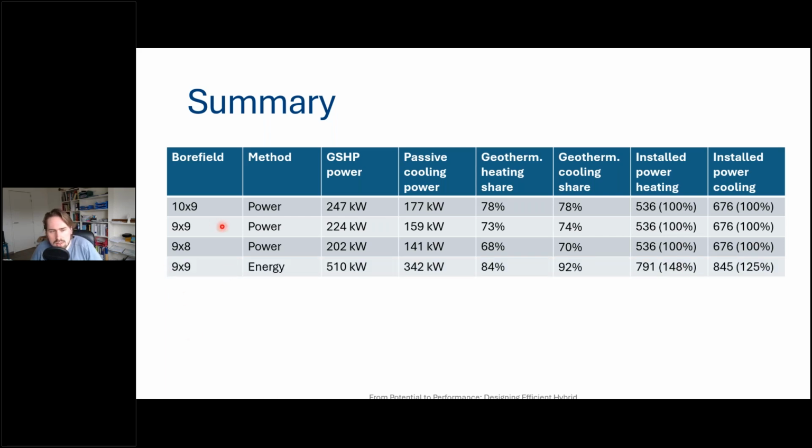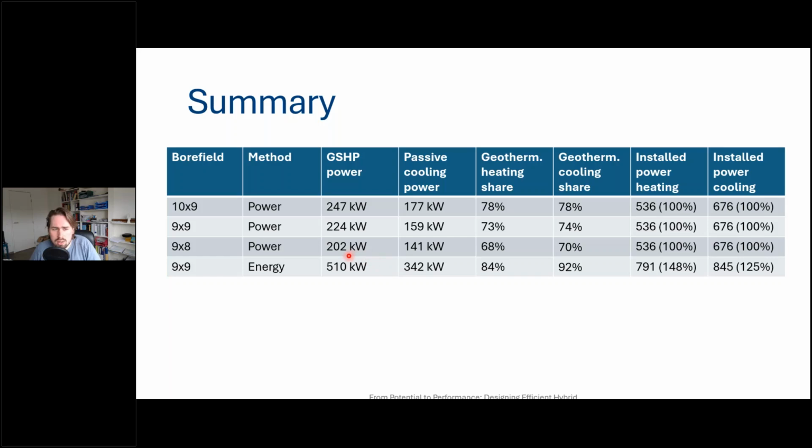So what you see here, and it's really interesting to compare, is that the amount of ground source heat pump power we install with this methodology went from 224 to 510 kilowatts, and cooling the same. And we went from 73 to 84% geothermal share, and from 47 to 92% of geothermal cooling. So with the same investment cost, again, as with the optimized for power methodology, we were able to achieve way more geothermal share. But of course, we oversized our system quite a lot in cooling, but especially in heating, which is way more expensive.